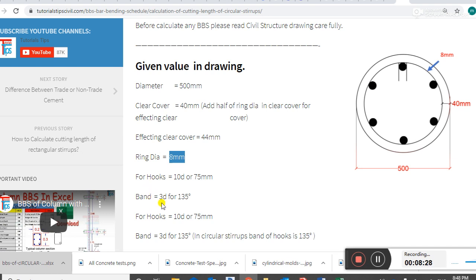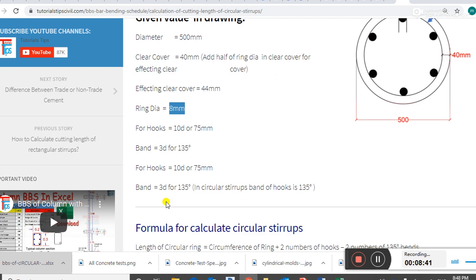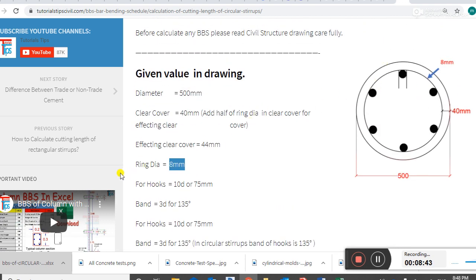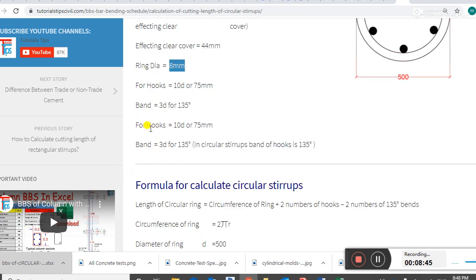Bend equal to 3D for 135 degree. 3D or 135, 3 into D. This bend is 135 degree. For hooks, 10D or 75 millimeter. Bend 3D or 135 degree, and circular stirrups bend hook 135.